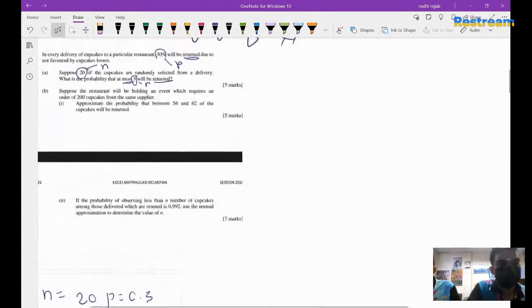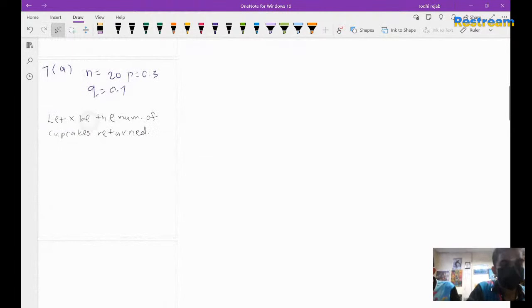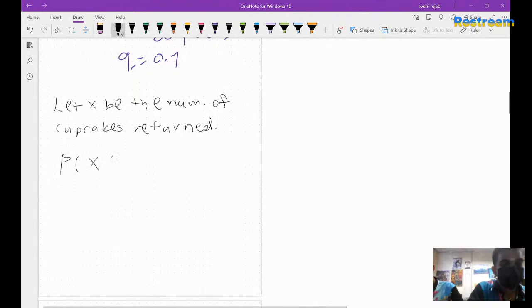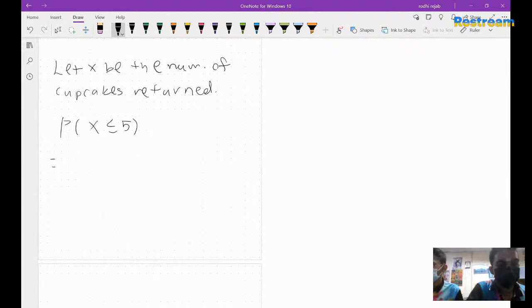It says that at most 5 cupcakes will be written, right? So that means P(X is less than or equal to 5). Alright. So we know that our binomial table is reading from left to right, right? So we can't directly find this answer in our table yet. So we have to change this so the arrow is pointing towards the right.